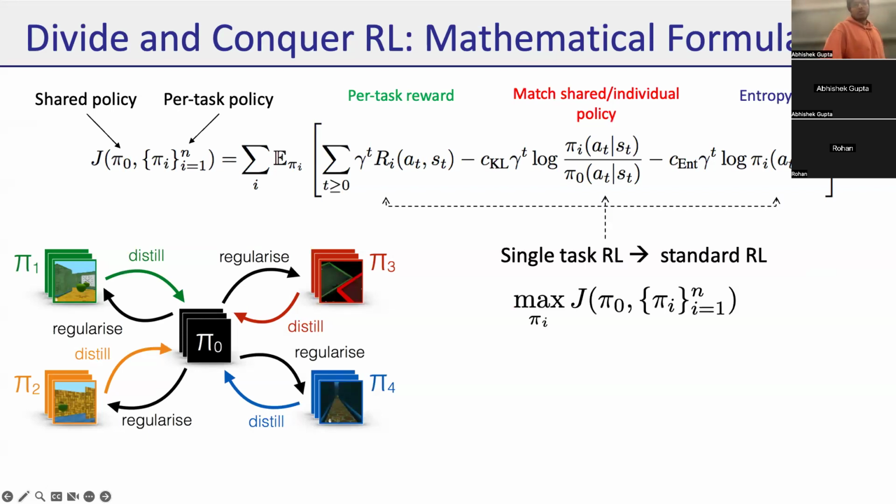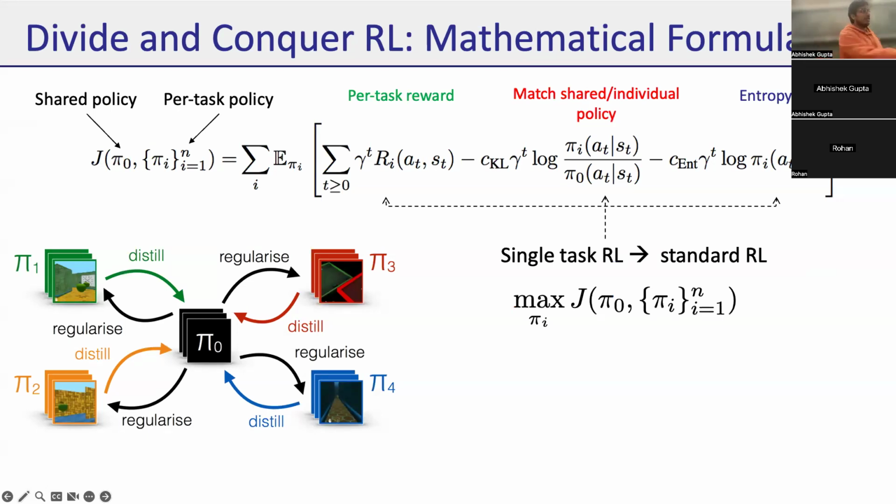And so what we're trying to do here is, you can think of it as an alternating optimization where you try to optimize this objective with respect to pi 1 to n, and then you're going to try and optimize this objective with respect to pi naught. So it's like coordinate ascent, right? Where you optimize the n individual policies, and then you distill it into a single shared policy just by alternating the optimization on the same objective.